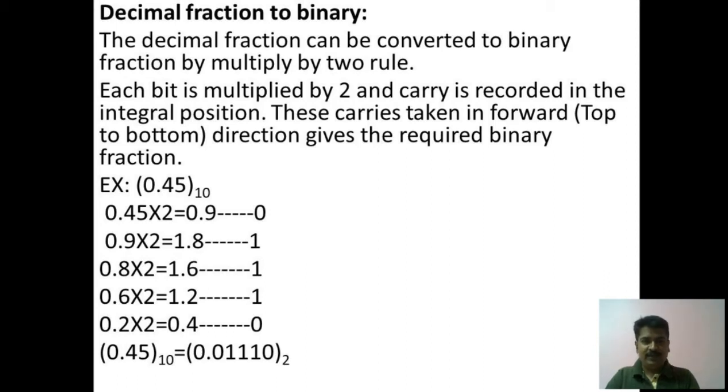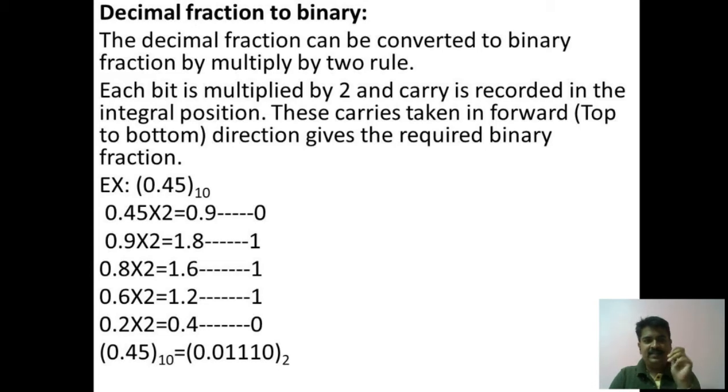Now we are left with only 0.8. Take this 0.8, multiply it by 2. It will give you 1.6. Again write the integer. Now we are left with 0.6. Take this 0.6, multiply it by 2 again. It will give you 1.2. The integer part is 1. Now we are left with 0.2. Multiply again by 2, 0.4. Now the integer part is 0. Again write down this 0.